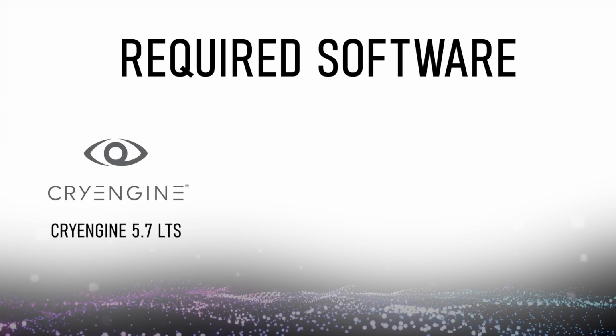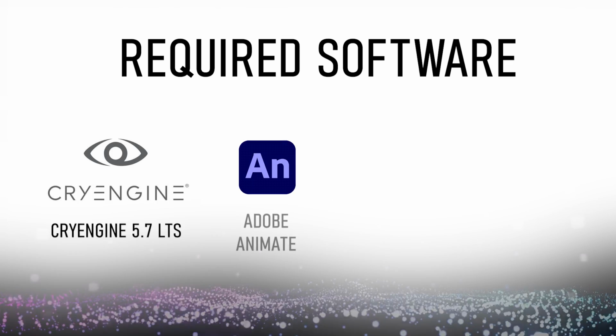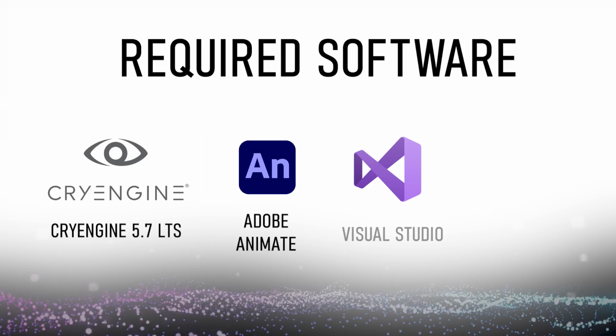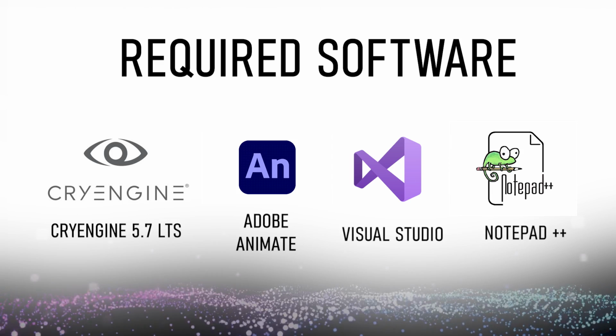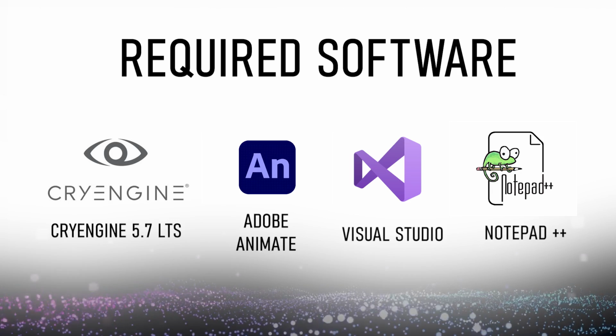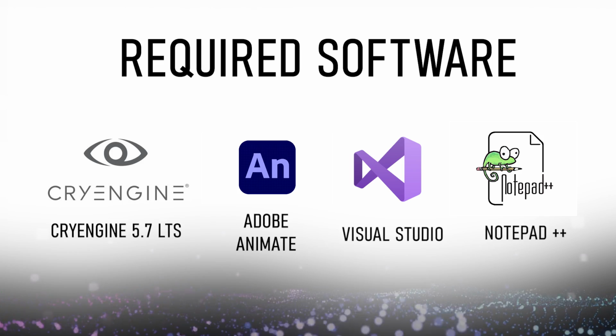Now, there are some software requirements that we will go over real quick. Of course, CRYENGINE 5.7 LTS is a must-have. We will also be using Adobe Animate so that we can apply ActionScript 3.0 to our menu. Towards the end of the video, we'll be using Visual Studio for a little C++, and we'll also use Notepad++ so that we can edit and modify our XML documents. It should be mentioned that any version of Adobe Animate or Visual Studio should work in this case, and for Notepad++, you can use whatever your preferred plain text editor is.